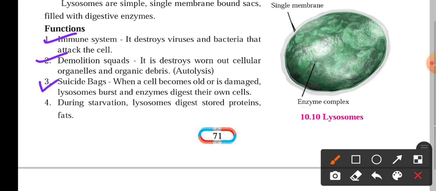Next one, this is also why they are called suicide bags. When a cell becomes old or is damaged, lysosomes burst and the enzymes digest their own cells. During starvation, lysosomes digest stored proteins and fats.